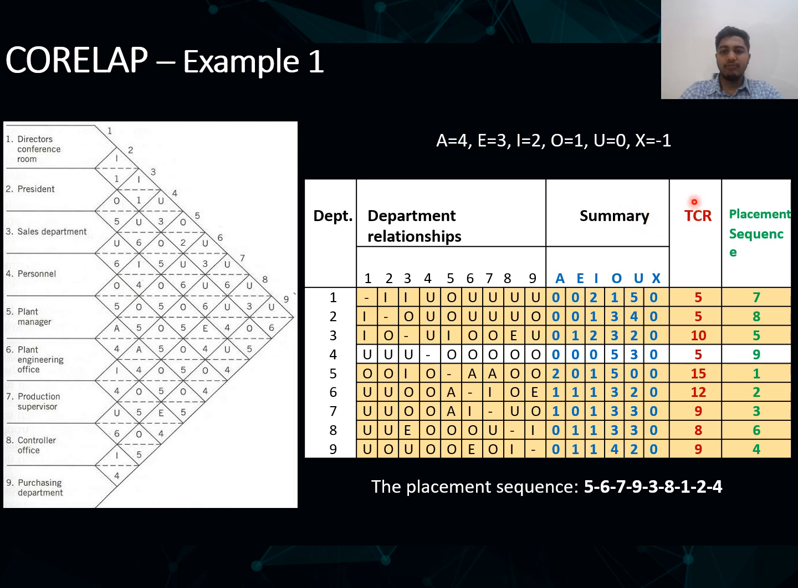And now we need to find the TCR value. The TCR value can be found by using the A, E, I, O, U and X given in the question, which is also in a default form. So here we need to find the number of A, E, I, O, U and X in the straight line given in the horizontal row. So there are 2 I's, 5 U's and 1 O.